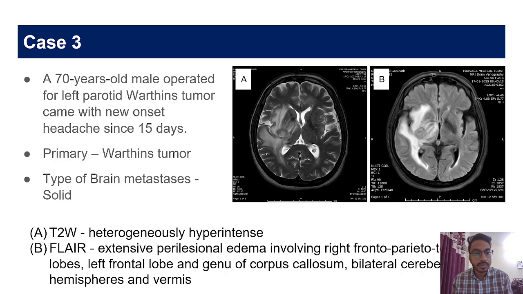Case 3, a 70-year-old male operated for left parotid Warthin's tumor, came with a new onset headache since 15 days. Primary here is Warthin's tumor. Type of brain metastasis is solid. T2 shows a heterogeneously hyperintense lesion in the right capsuloganglionic region. Also the FLAIR reveals very extensive perilesional edema here involving the right fronto-parieto-temporal lobes.